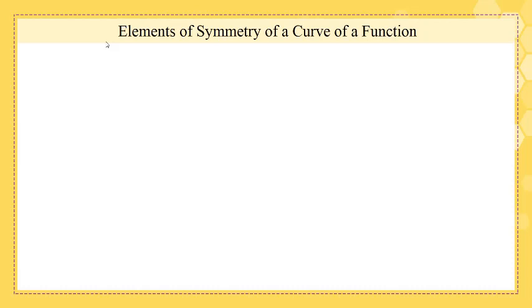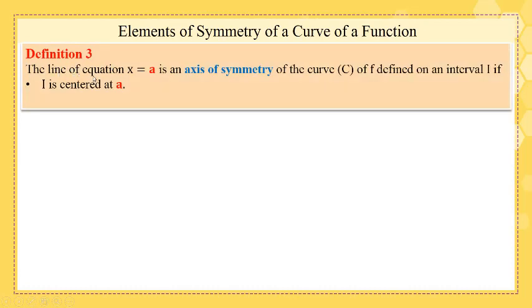Now we will start the second objective of this video, which is the elements of symmetry of a curve of a function. The elements of symmetry means the axis of symmetry or the center of symmetry of a curve. Definition. The line of equation x equals a is an axis of symmetry of the curve C of f defined on an interval I if I is centered at a, and f of 2a minus x equals f of x for every x belongs to I.